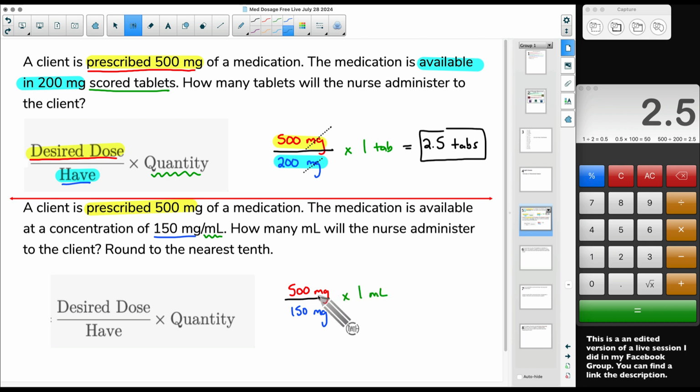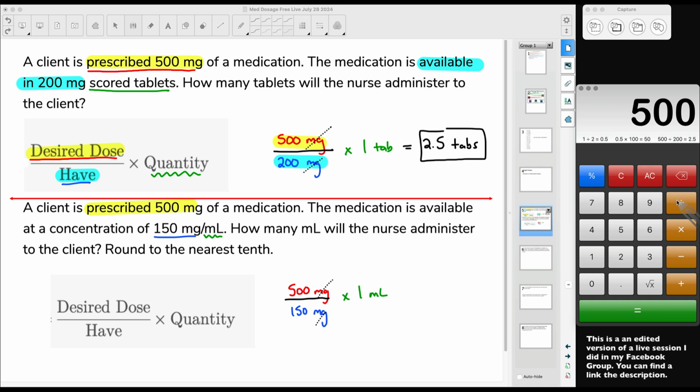So very similar. The only difference between these, of course, is that we got a number that's different. But up here, we're talking about tablets, and down here, we're talking about milliliters. So that quantity, that word quantity, can represent a number of tablets, a number of capsules, the number of milliliters. Now, we are going to get a different answer here.